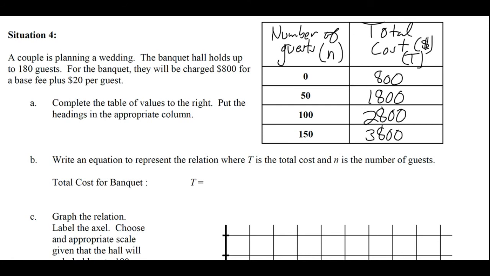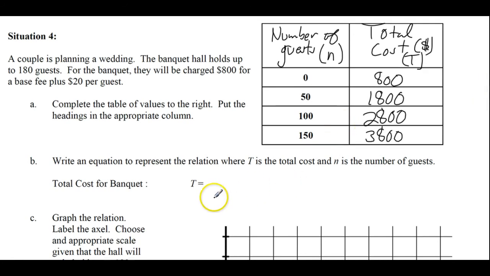So write an equation to represent the relation where t is the total cost. So the total cost is equal to $20 times the number of guests plus the base fee of $800. So t equals 20n plus 800, or some people might write t equals 800, the base fee, plus 20n, $20 per guest.